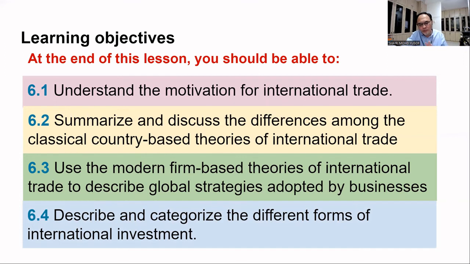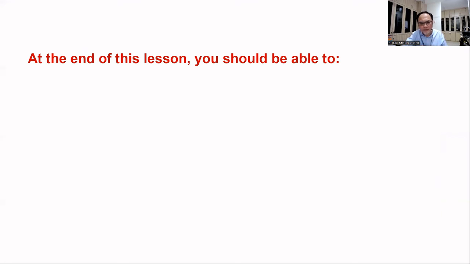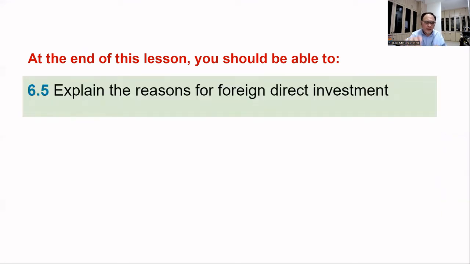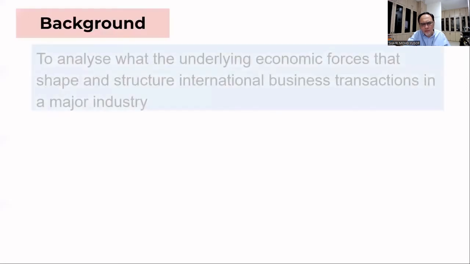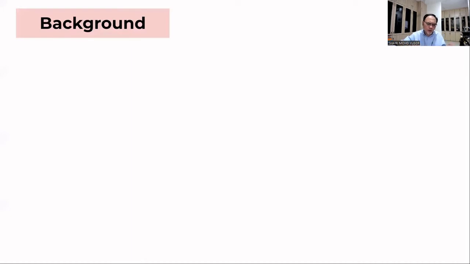So there's two main parts to the chapter. One is international trade, and another one is international investment. And we did cover that in the earlier chapters a little bit. Explain the reasons for foreign direct investment, and summarize how supply, demand, and political factors influence foreign direct investment. So I'm not going to touch very much on FDI. I'm going to focus more on trade.